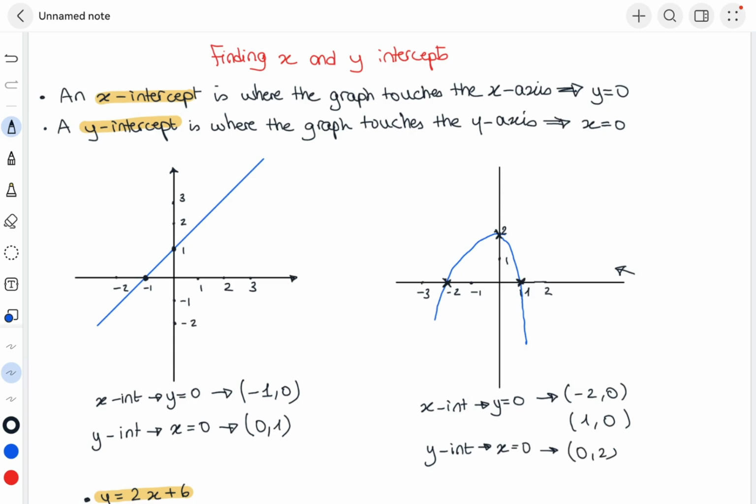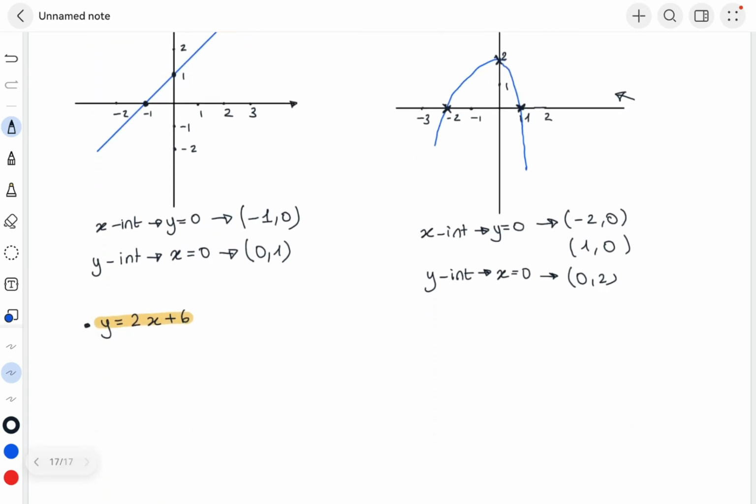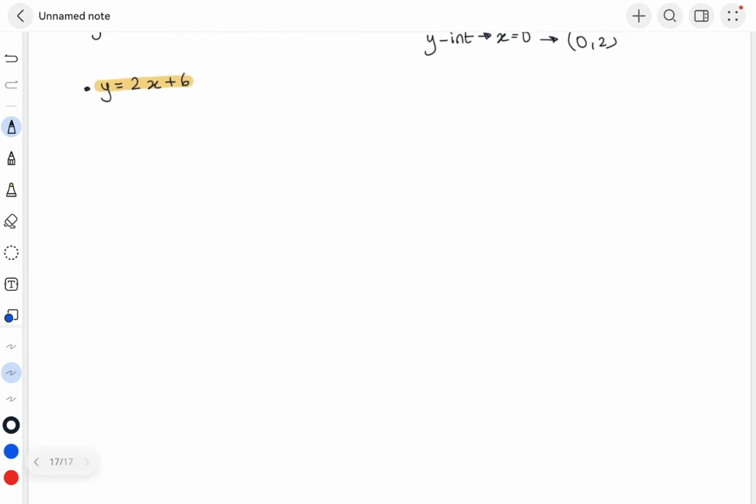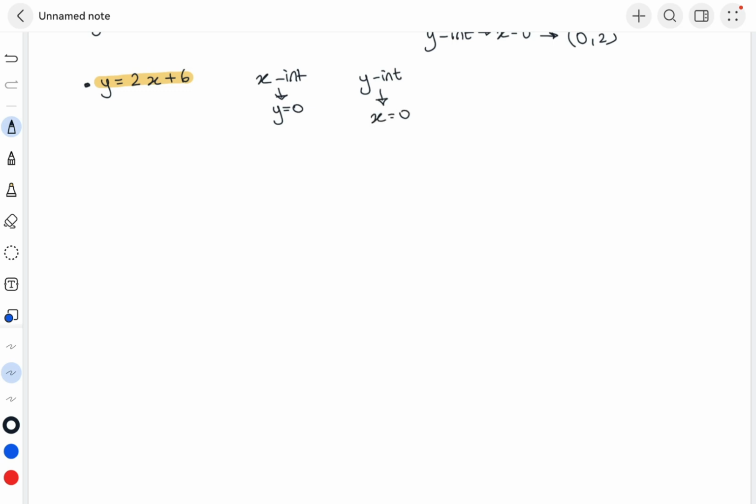Now we've done the case where we have a graph and are trying to find the x-intercept and y-intercept from it. Let's try doing it from an equation. Here we're given y equal to 2x plus 6, and we need to find the x-intercept and the y-intercept. As we said, to find the x-intercept, we need to equate y equal to 0, and to find the y-intercept, we need to equate x equal to 0.